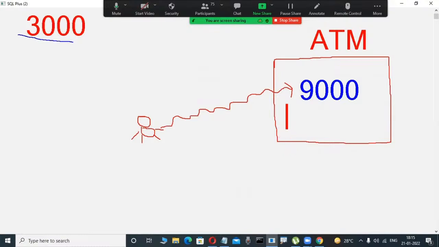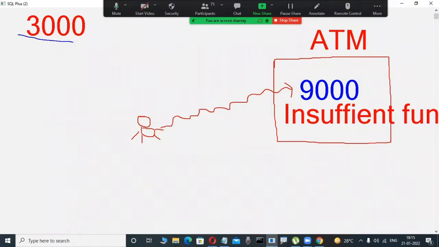You are observing your ATM machines, yes, some messages will be displayed. Suppose an insufficient funds message. Why? Because here your balance is low, 3,000, but you are trying to retrieve more than 3,000, that is 9,000, 8,000, 7,000 like that. How is it possible? In that case only, an insufficient funds message will be displayed.